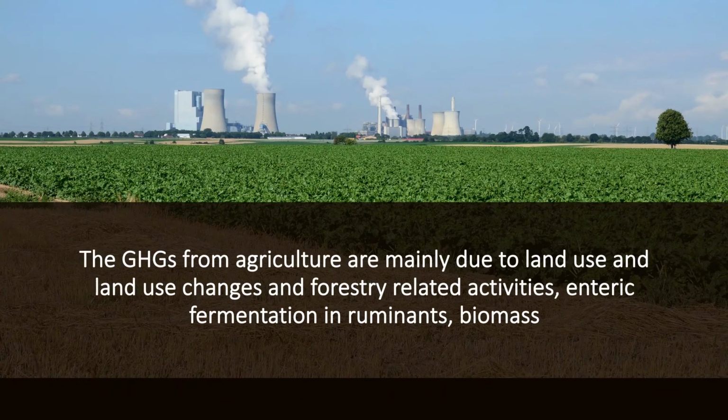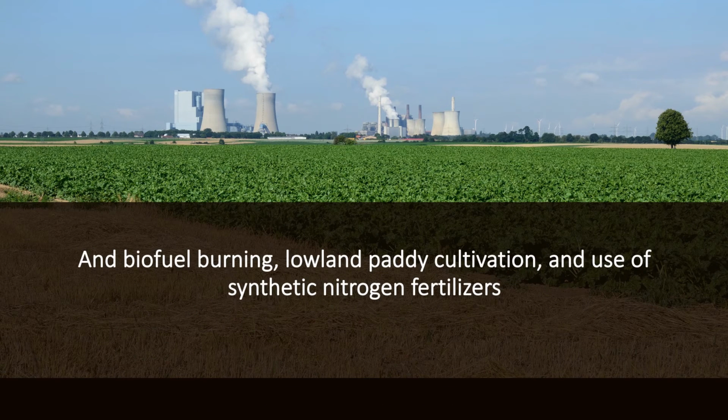So the greenhouse gas emissions from the agriculture sector are mainly because of land use changes. Also the livestock, I'm talking about ruminant fermentations, and as I told you, the biomass and crop residue burning or biofuel burning. And the most important thing as far as our country is concerned is lowland paddy cultivation. So all these related agricultural activities contribute to the increase in greenhouse gas emissions.